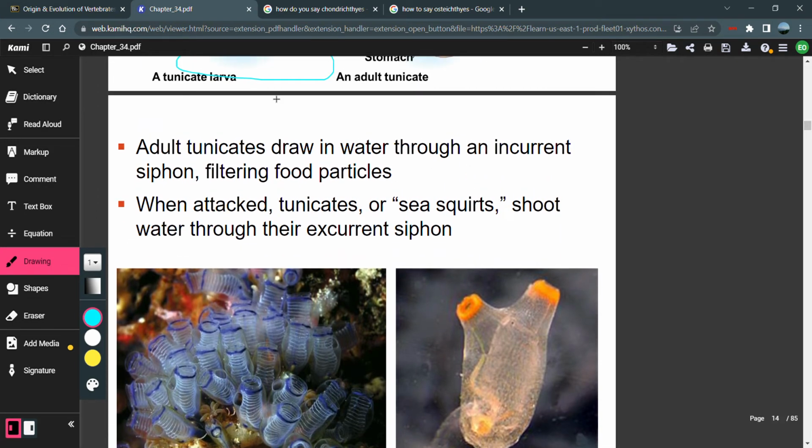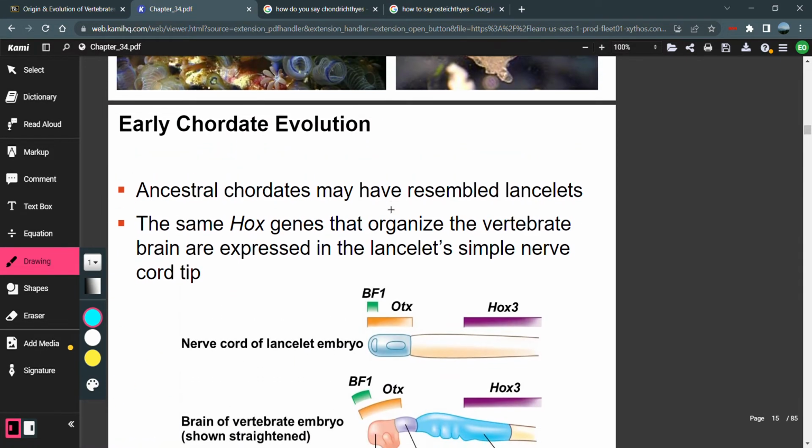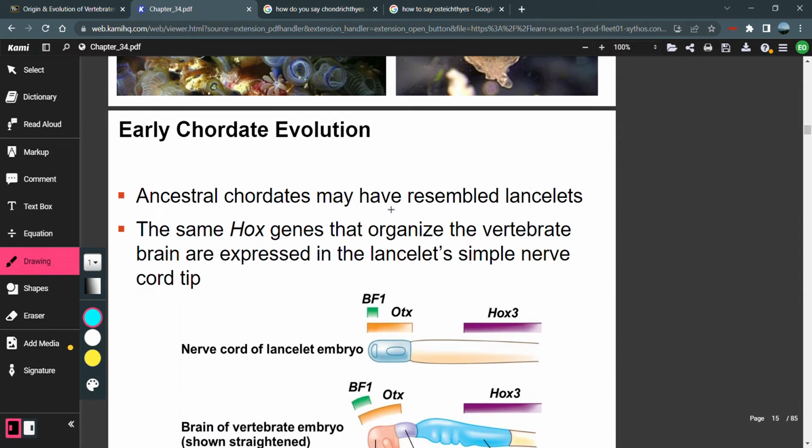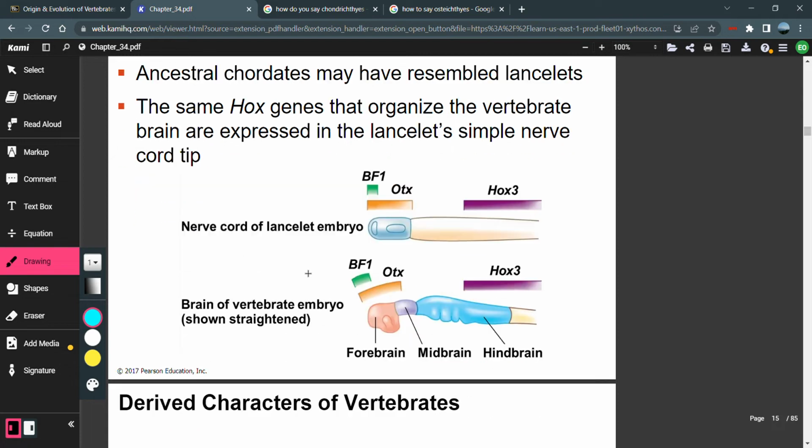And these sea squirts, as they are also called, shoot water through the excurrent siphon when threatened. So, early chordate evolution. Ancestor chordates may have resembled lancelets. Not exactly like lancelets, but it may have looked like a lancelet. Maybe with a few tweaks or primitive structures here and there, but they resemble them because of their genes.